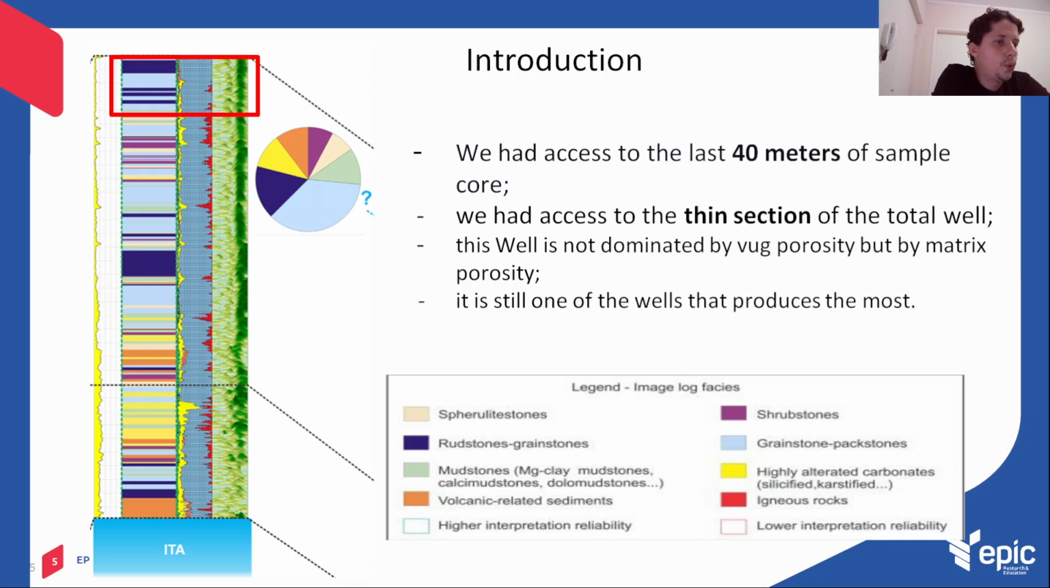In this work, we had access to the last 40 meters of the well sample core, corresponding to the red box highlighted. However, we had access to the thin sections of the total well. According to the older work of the team, this well is not dominated by vug porosity, but by matrix porosity. However, it is still one of the most producing wells.